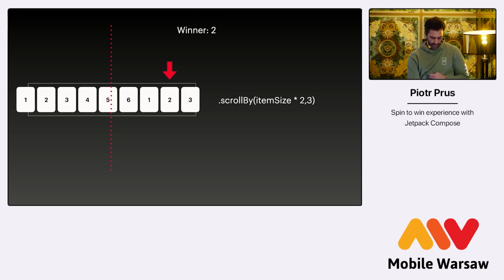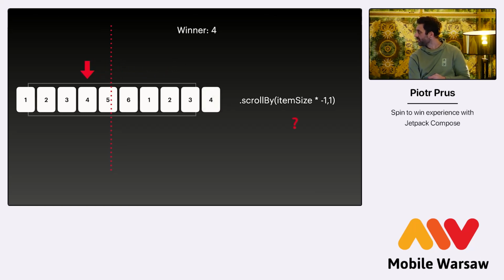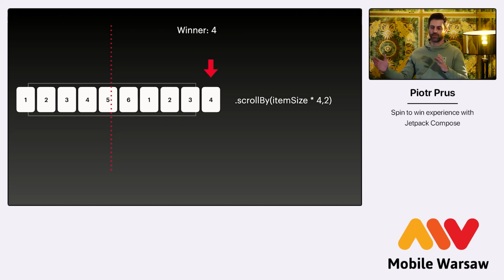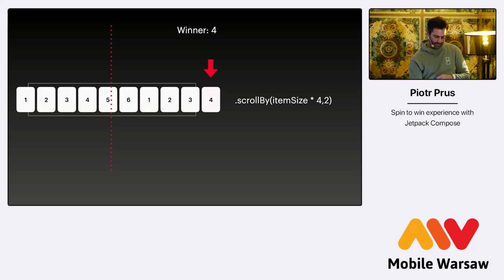And for the winner number 2, we will need to scroll by 2.3. If the winner is number 4, should we scroll by -1.1? We decided to scroll by 4.2, because we do not want our carousel to go backwards and forward. We just want to slow down moving forward.